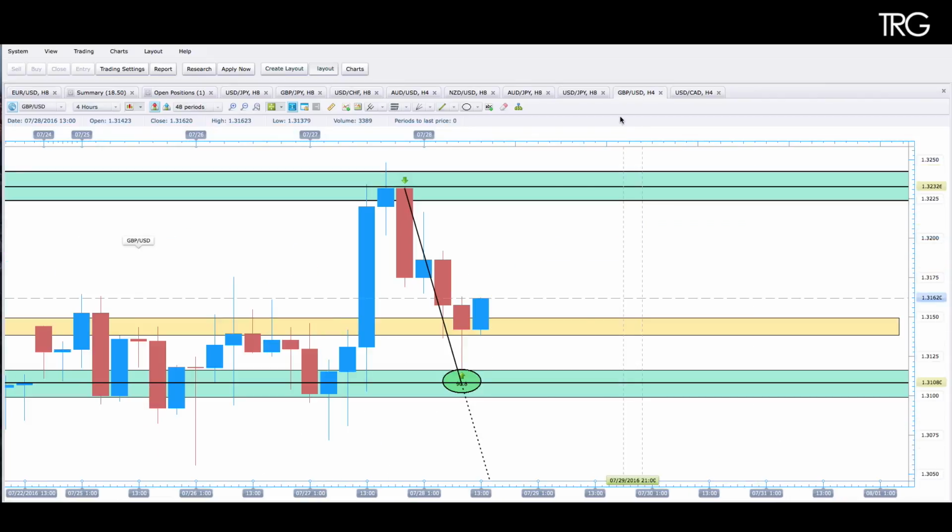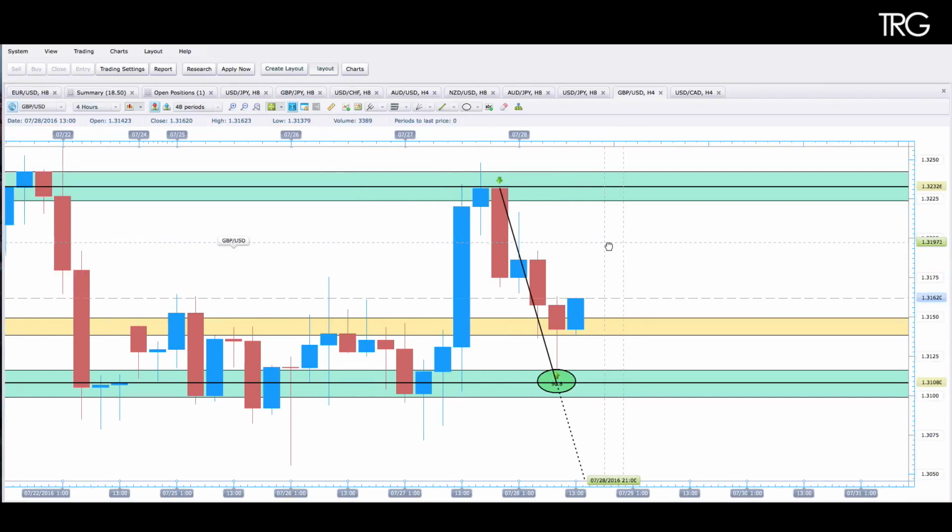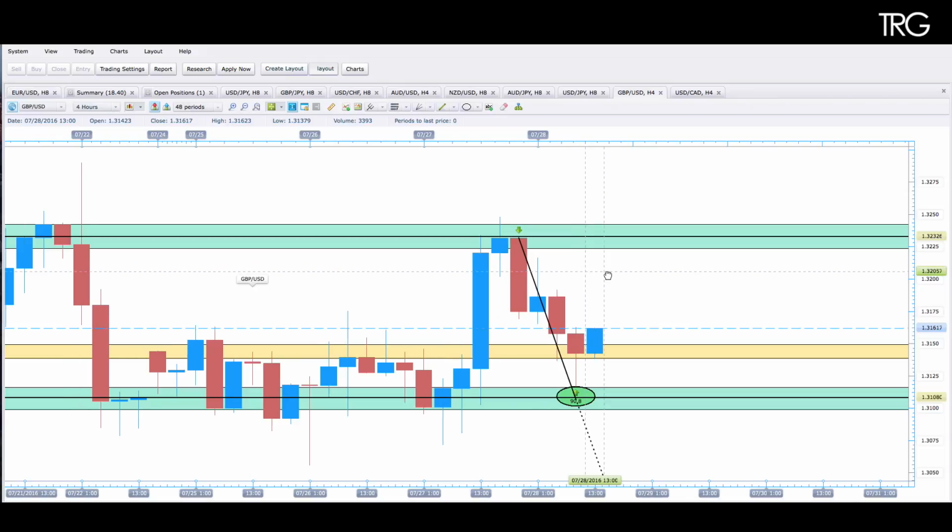Pound USD, we took this trade last night around 11 o'clock. We got into this trade. It was a perfect setup. I had my eye on it for quite a while. And same thing with the Aussie dollar.